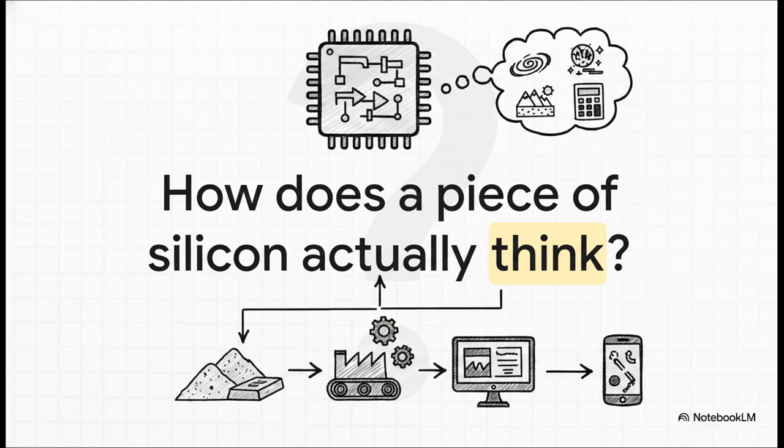Have you ever just stared at a tiny, totally inert piece of silicon and wondered, how on earth does this little square actually think? I mean, how do we go from literal sand and metal to a machine that can render insane 3D worlds, crunch massive datasets, or run the exact device you're watching this on right now? It honestly feels like magic.